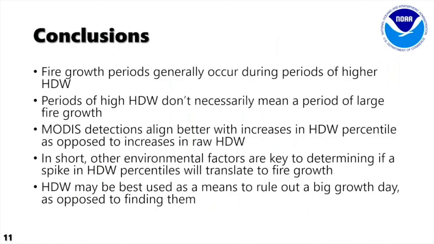So in conclusion, your fire growth periods generally occur during periods of higher hot, dry, windy. Your periods of high hot, dry, windy don't necessarily mean a period of large growth. Your MODIS detections align better with increases in the hot, dry, windy percentile, as opposed to increases in raw hot, dry, windy. And your other environmental factors are key to determining if your spike in hot, dry, windy is going to translate to fire growth.